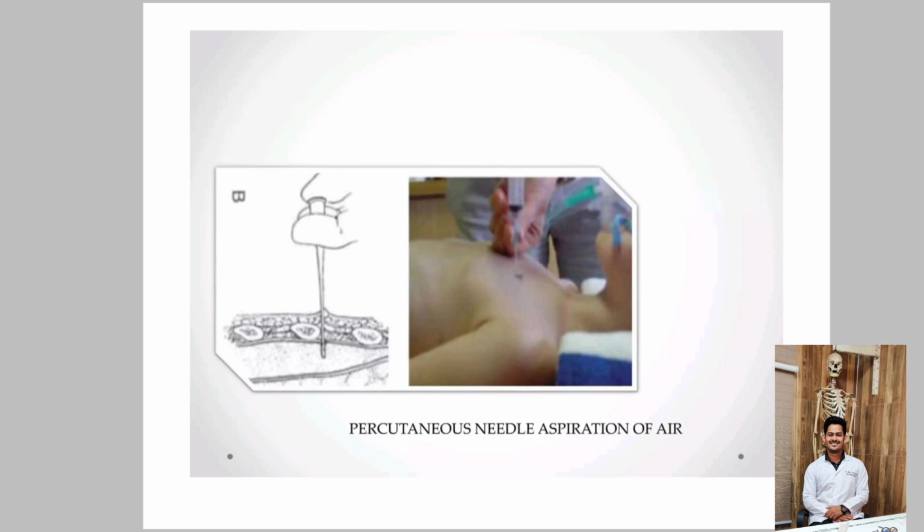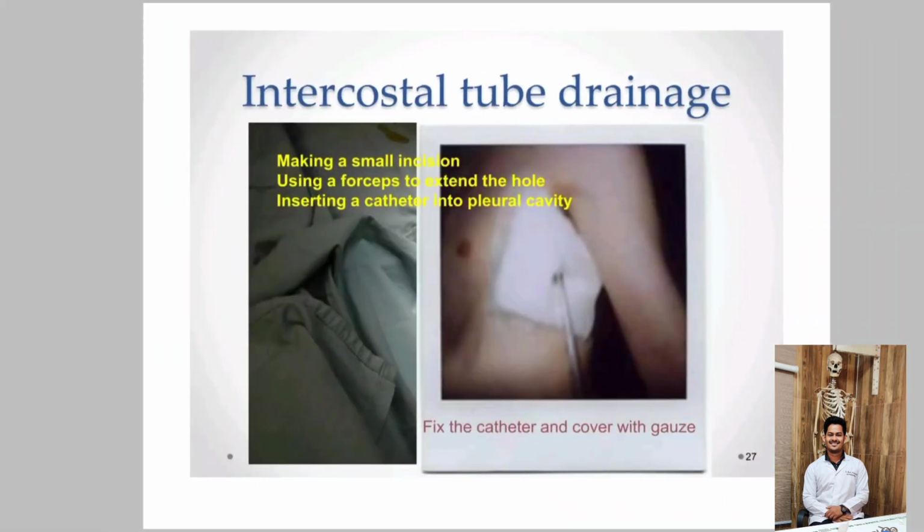Why? Because all the important neurovascular structures are present below the ribs. That's why anytime you are putting either a needle or a chest drain, you should be putting it just above the rib below. Now coming to the intercostal tube drainage, we make a small 1 to 2 centimeter incision above the lower rib. Then we have to use a forceps to extend the hole. Then we'll be using our fingers. Then we'll be putting our chest drain. Then we'll be fixing it with some cover with gauze.